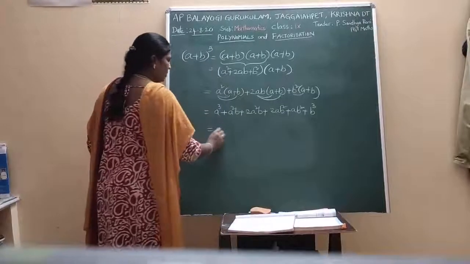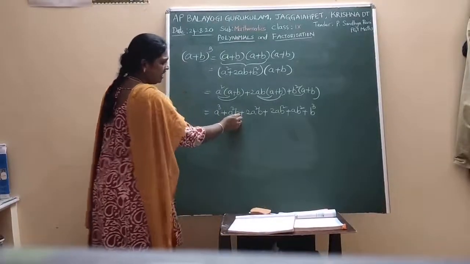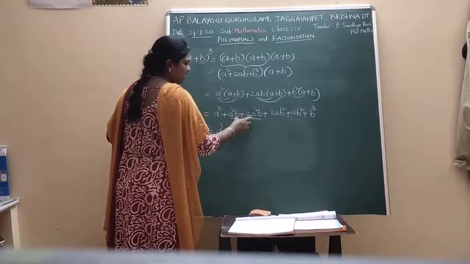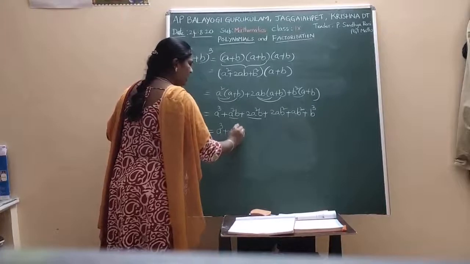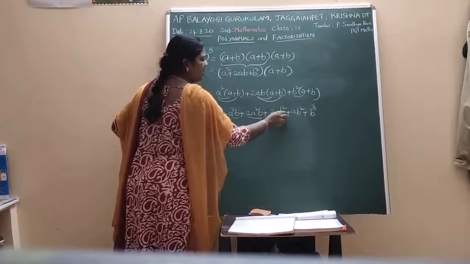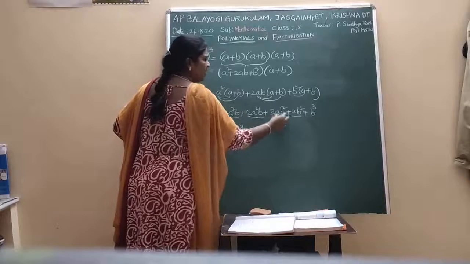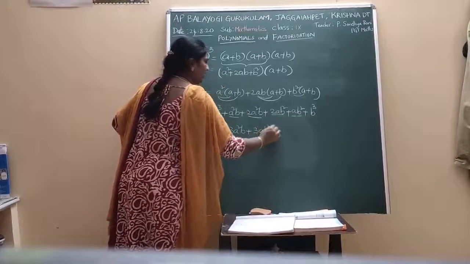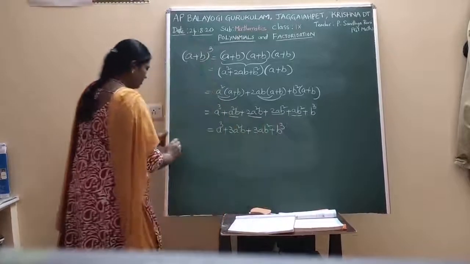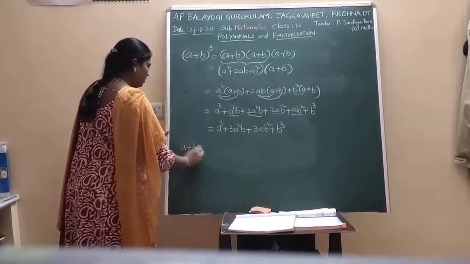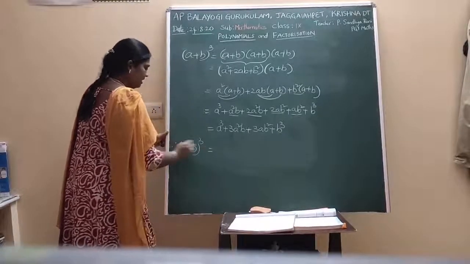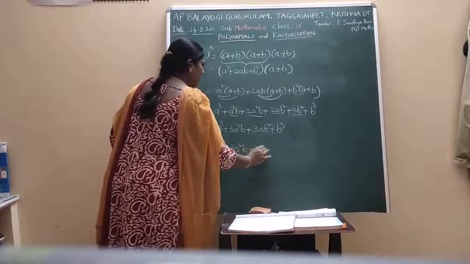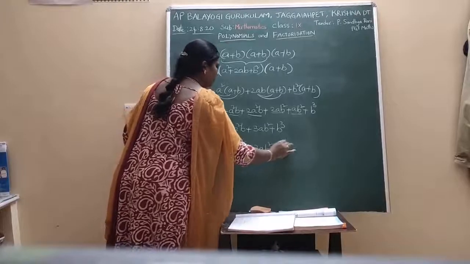So see, a cube plus here we are having a square b and again 2a square b. The total of these like terms will be 3a square b. Here we are having 2ab square and again ab square. These two are like terms, and when we add these two, we get 3ab square plus b cube. So a plus b whole cube is equal to a cube plus 3a square b plus 3ab square plus b cube.